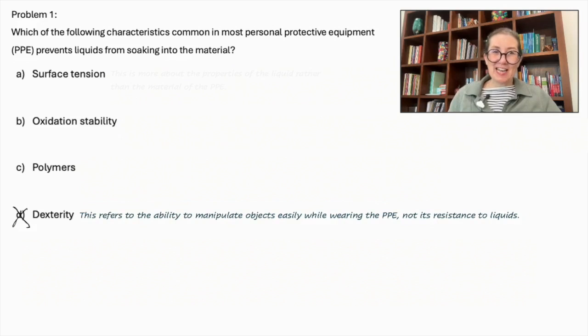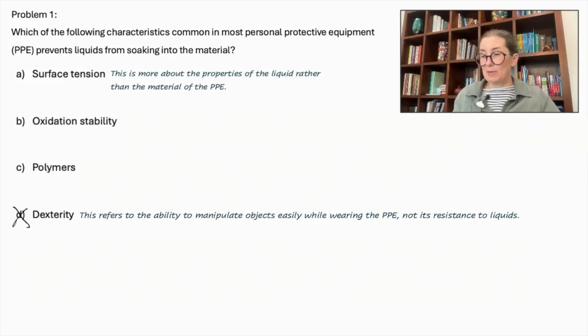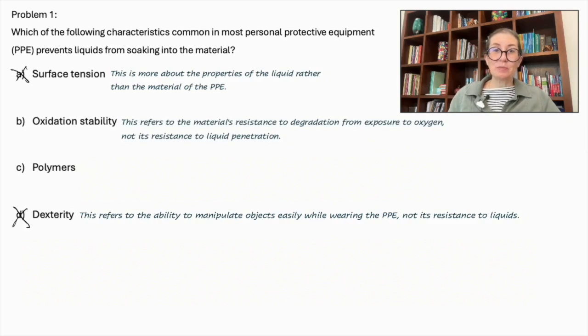Now with surface tension. This is more about the properties of the liquid rather than the material itself of the PPE, so this is incorrect as well. Oxidation stability. This refers to the material's resistance to degradation from exposure to oxygen, not its resistance to liquid penetration. So this too is incorrect.